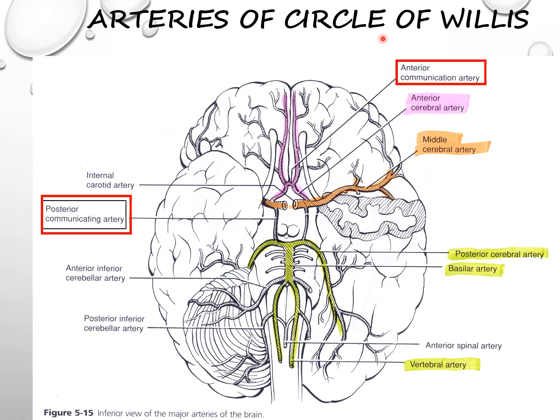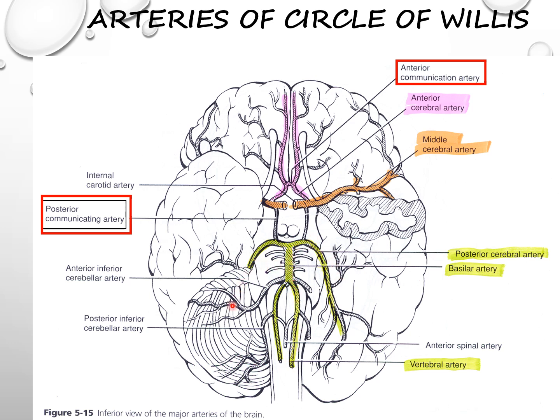So, arteries of the circle of Willis. Again, here we have our anterior cerebral arteries. Those are the main ones. We have these tiny feeder communicating arteries right over here. Middle cerebral does the sides of the brain, and the anterior cerebral does the front of the brain. As we can see here, vertebral forms the basilar, which forms the posterior cerebral.